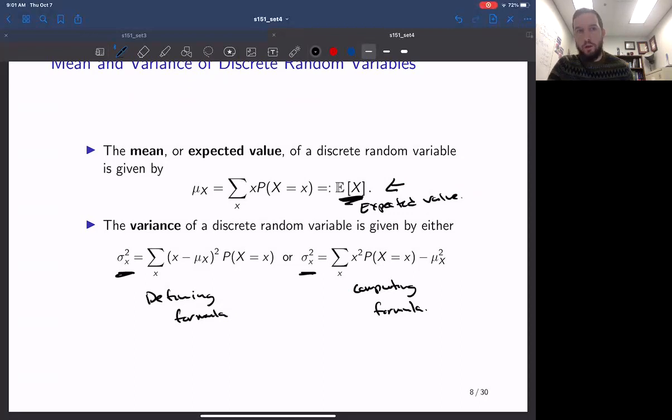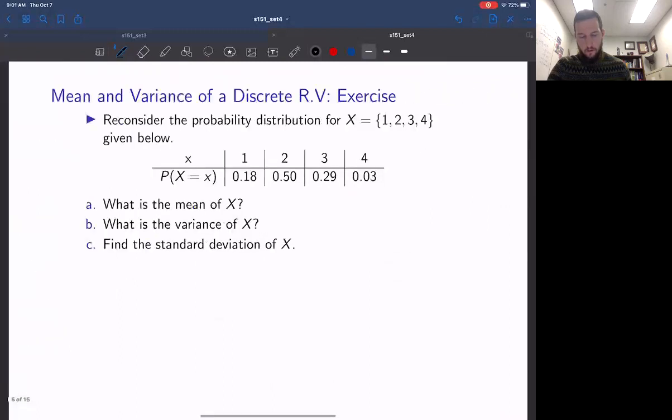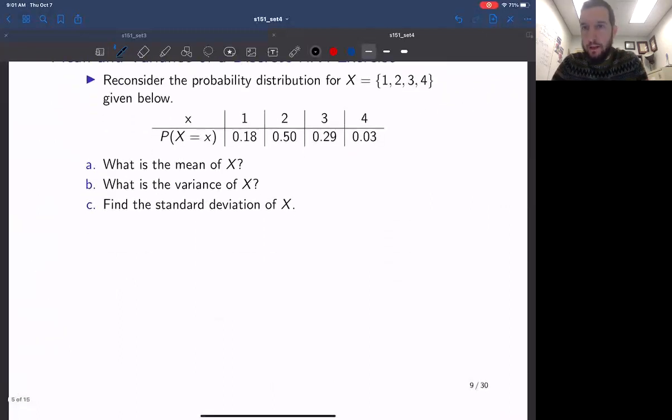I'm now going to show you an example of how these formulas work. Here is a discrete probability distribution. We have capital X, which can be equal to 1, 2, 3, or 4, and we have the probabilities that are associated with each value of X. So this is a discrete probability distribution.